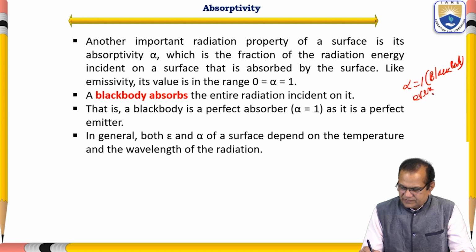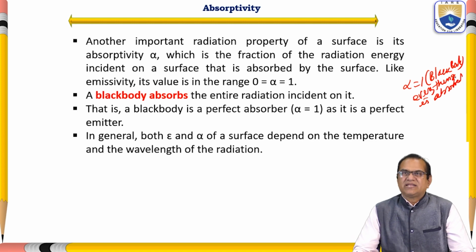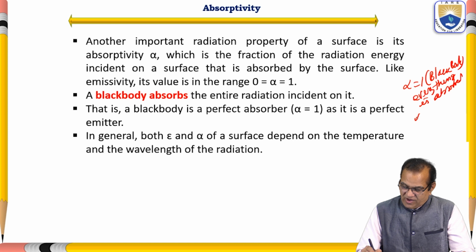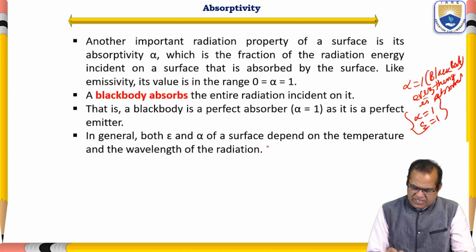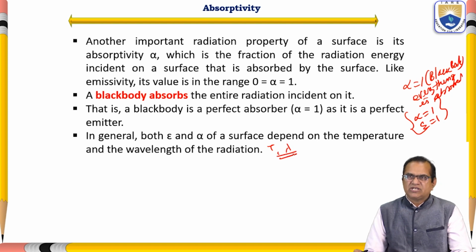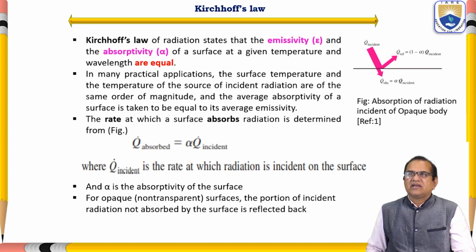Every radiation is absorbed. That is, the black body is a perfect absorber, alpha is equal to 1, as it is a perfect emitter. So it is an emitter also. So alpha is equal to 1 and epsilon is also equal to 1 for the black body. In general, both epsilon and alpha, or absorptivity, of a surface depend on the temperature and the wavelength of the radiation. So the temperature T and the wavelength lambda are the two properties it depends upon.